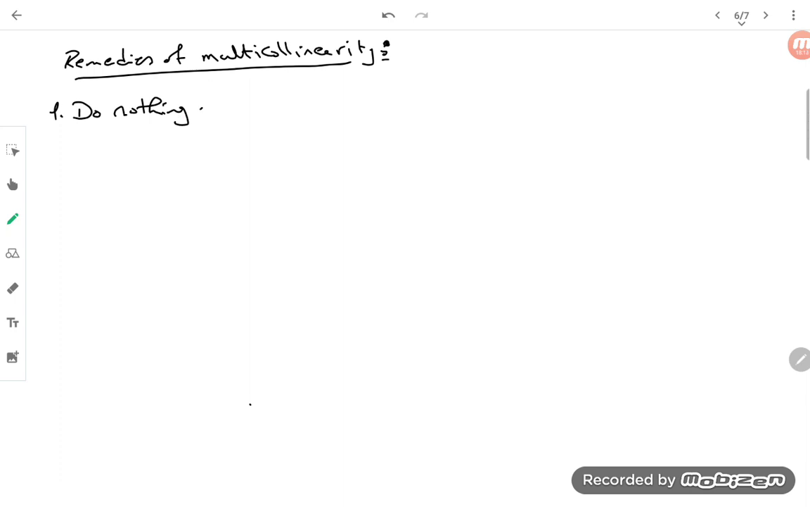In some cases, you cannot collect more data. Actually, multicollinearity is mainly a data deficiency problem. So sometimes you cannot make any choice over the data, you cannot collect any more data or change it. So it's relevant to do nothing, just to make an interpretation that there is a multicollinearity problem, and that's all.